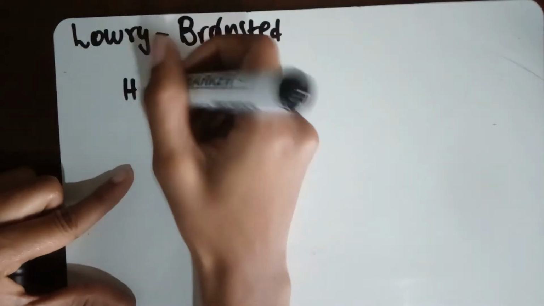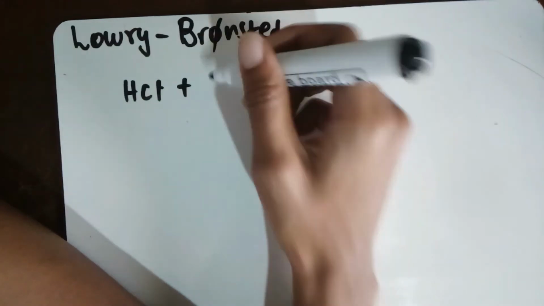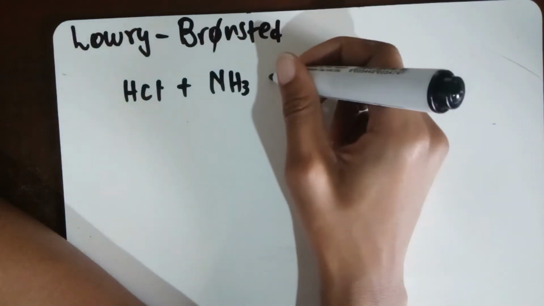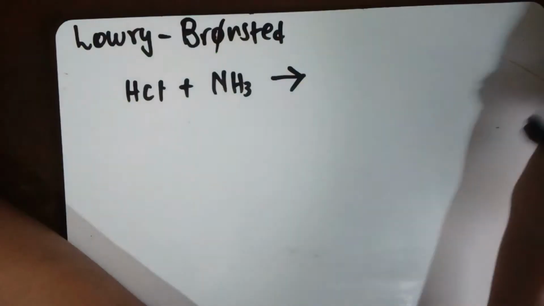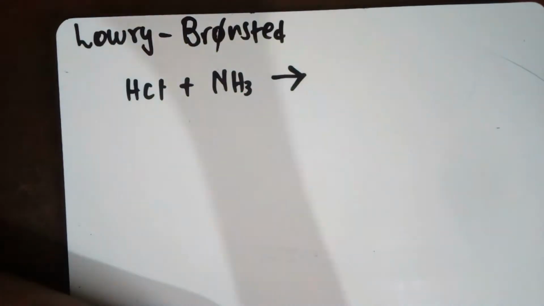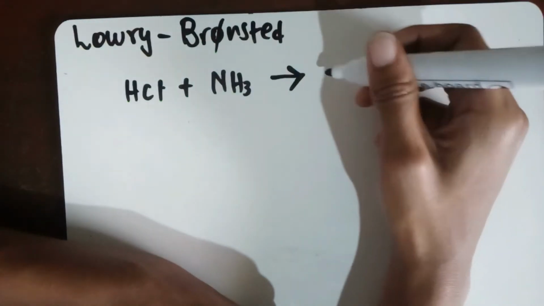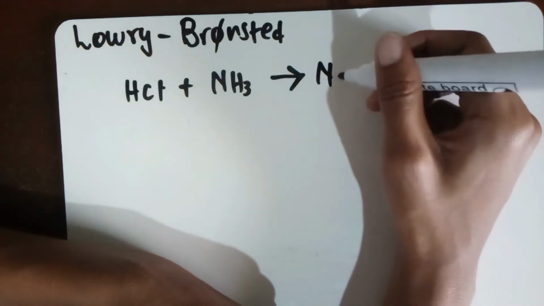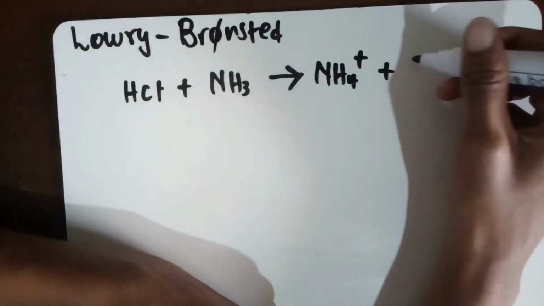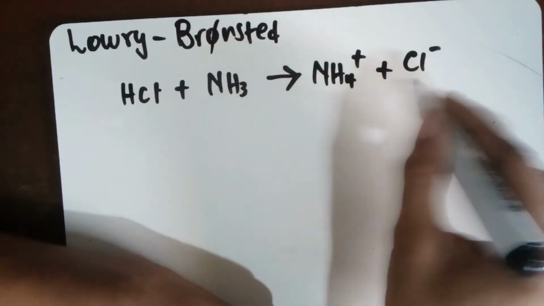Let's write it properly. So we have HCl plus ammonia, NH3, and what do you think we will get as our product? In that reaction, what you would get as your product is NH4+ Cl-. But how did this happen?